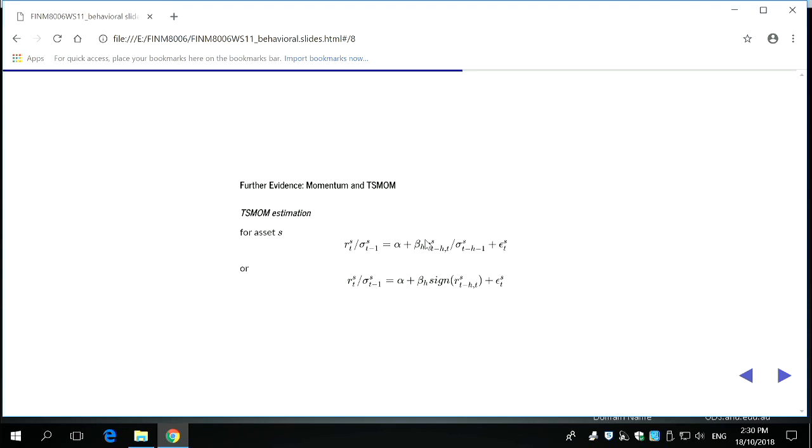So the information is multiple periods because people's disposition effect will depend not just on the one period, it depends on the whole history of your trading. So the multiple period return is important in terms of the time series momentum.